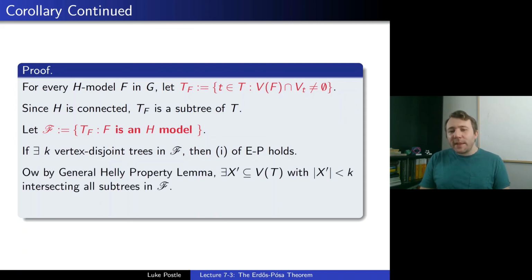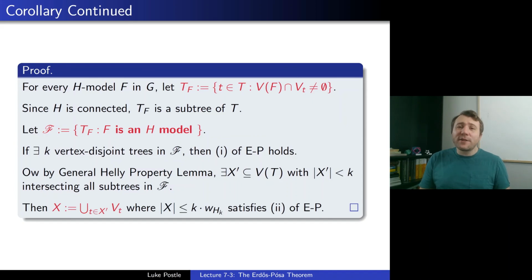Okay, so what does that mean? That means that by the general Helly property lemma, there exists some X prime subset of V of T with X prime of size at most k that intersects all the subtrees in our script F. So we can find a small set of vertices in T that cover script F. And then you just take X to be the union of the bags, where t is in X prime, you take the union of the VT, so the bags. And then X is of size at most k times WHK, that's the size of a bag. And so then you're done. And this would satisfy number two of the Erdos-Posa property.